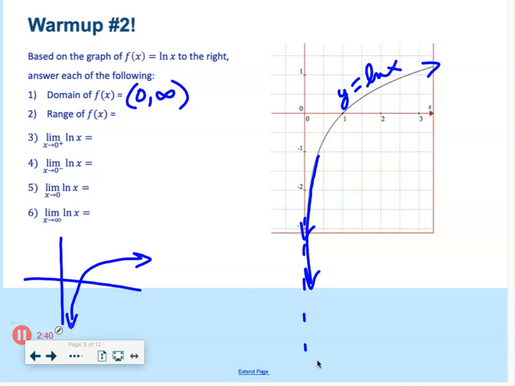So 3 to the x, let's think about 3 to the x. 3 to the first is 3. 3 to the second is 9.